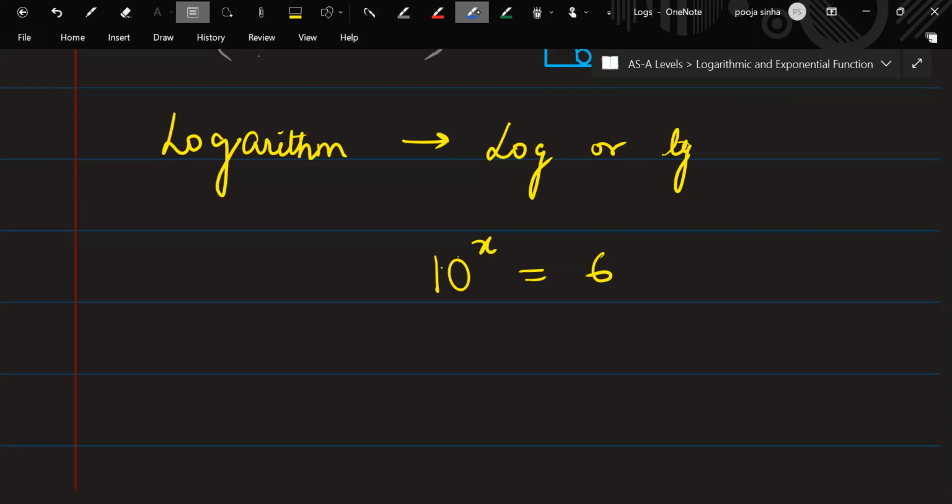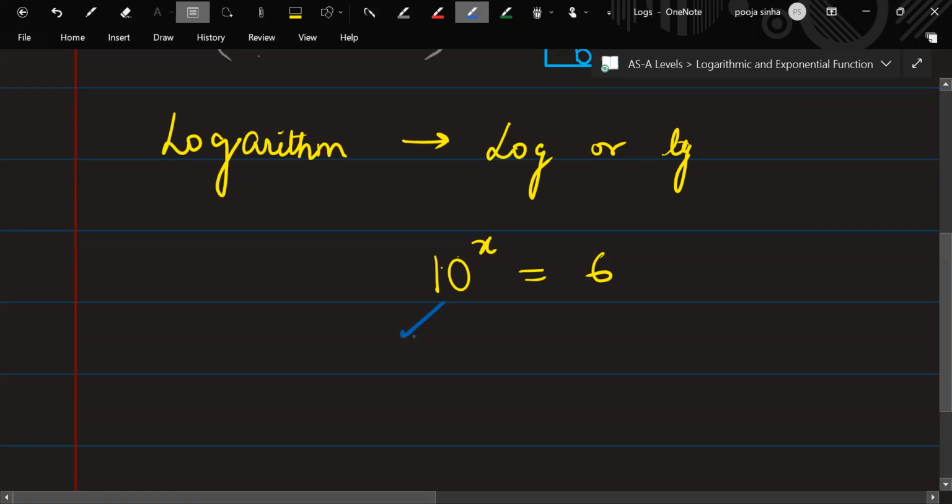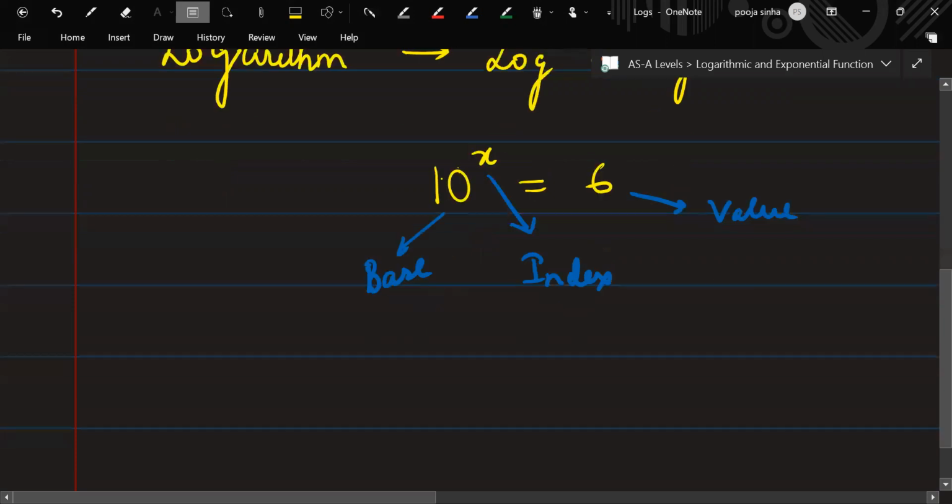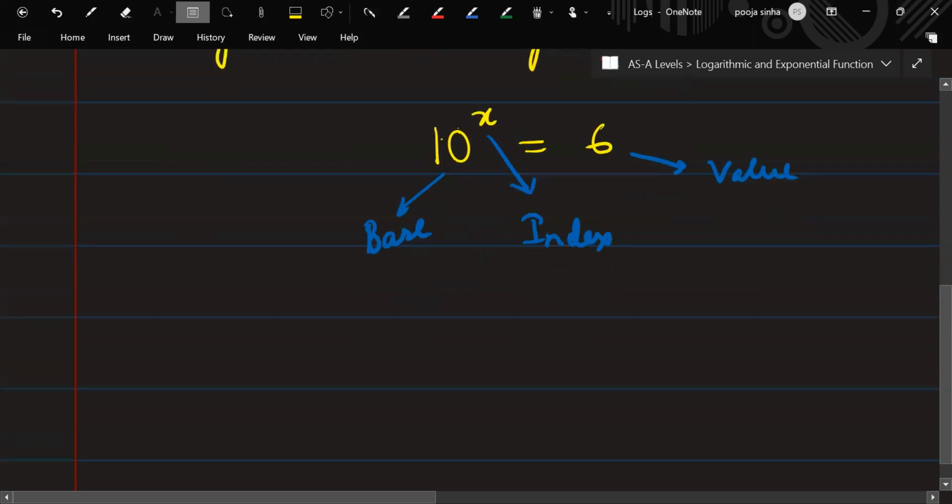What is the base here? 10 is the base. What about this one? This is the index, and this is the final value. So I'll call this the value. Every time, we have to identify these. Now let's come to the rule. What is the rule for us?